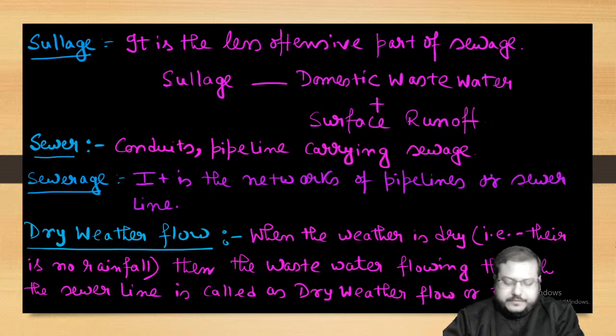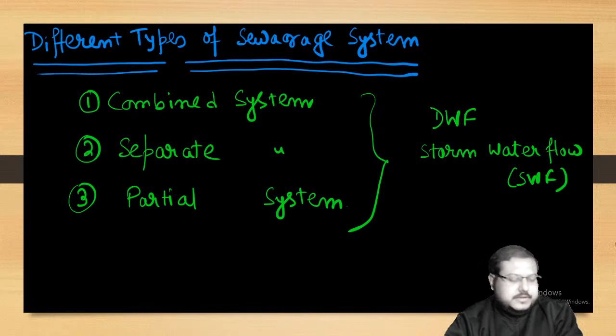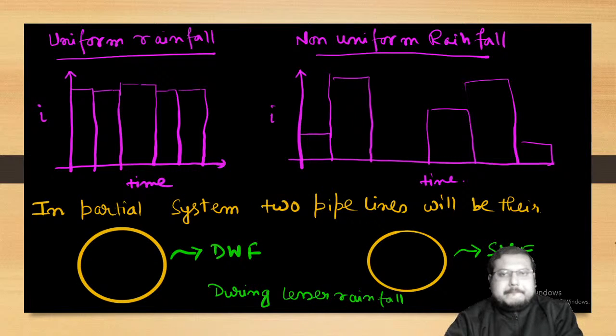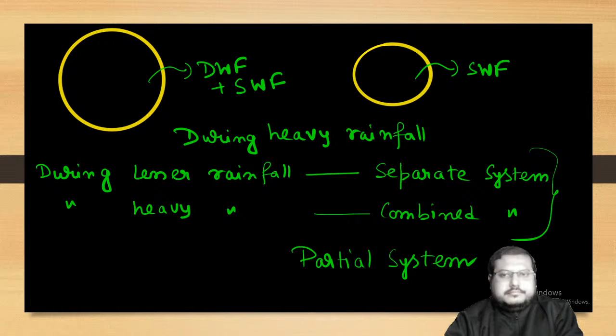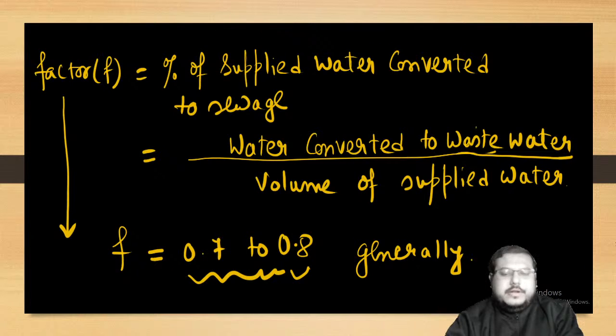It is a very short chapter. What is dry weather flow? What is wet weather flow? Everything is discussed, and also the different types of sewerage system: combined system, separate system, partial system. Then estimation of DWF and estimation of SWF.